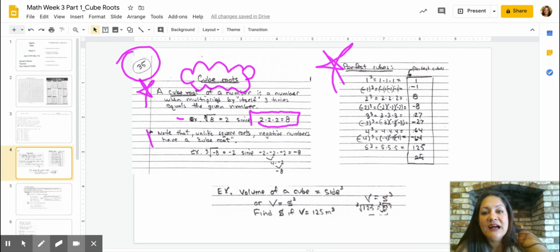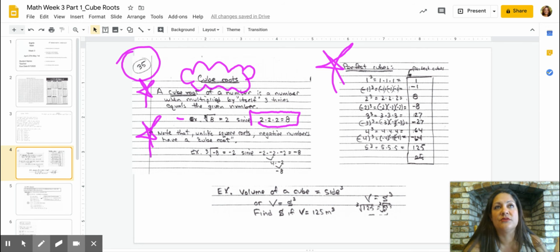Note that, unlike square roots, negative numbers have a cube root. So you could not have the square root of a negative number, but with a cube root you can, because you'll have that third multiplier, which makes it negative. Okay, so here is our example. The cube root of negative 8 is negative 2, since negative 2 times negative 2 equals 4, times negative 2 again equals negative 8.